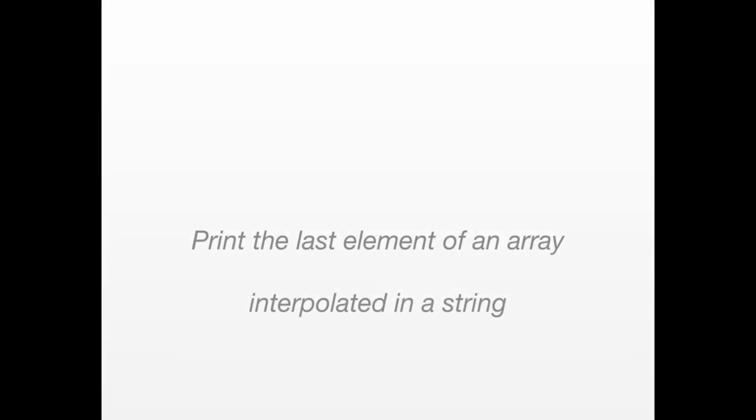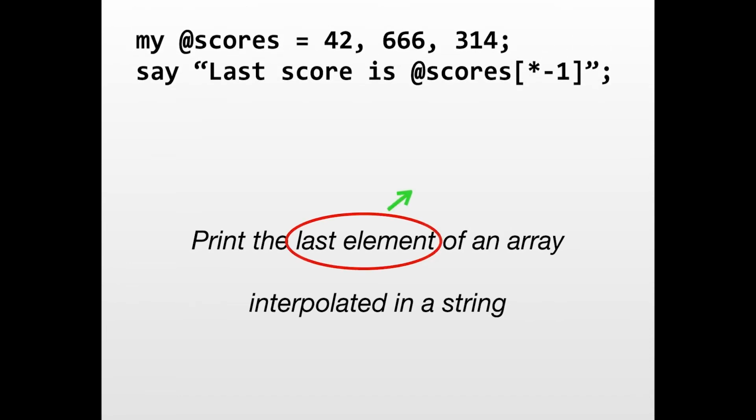So what if we print the last element of an array interpolated into a string? It looks like this. Note that you cannot actually use negative indices while trying to index into an array. You have a notation for that in Raku, which is *-1. The star you should think of as the number of elements in the array. So basically you're saying number of elements minus 1, which means that you get the last element of the array because we start at 0. So what does this show? The last score is 314.